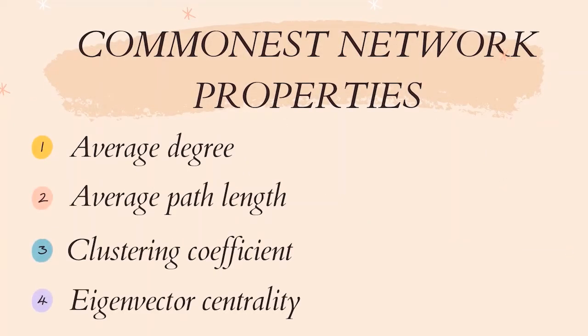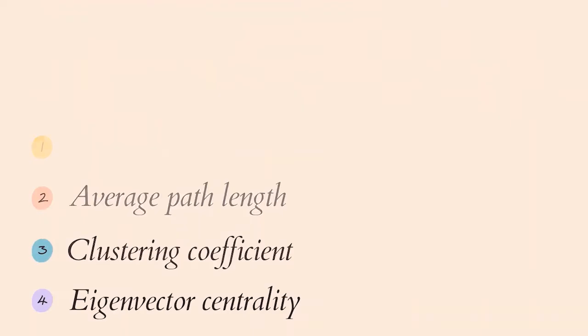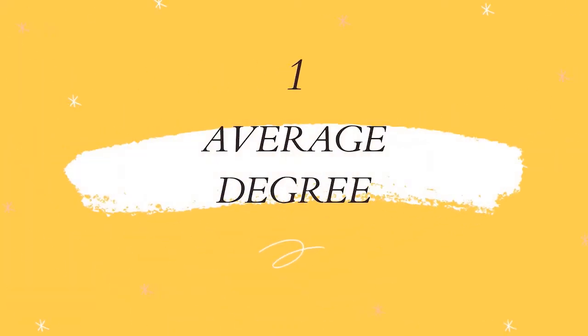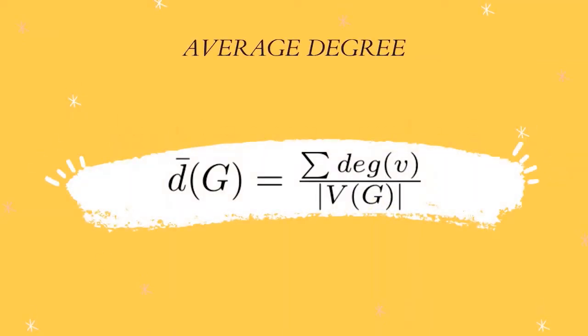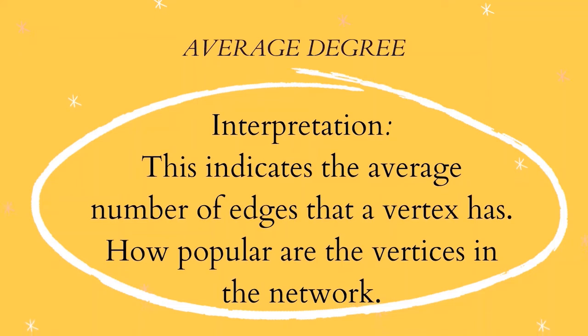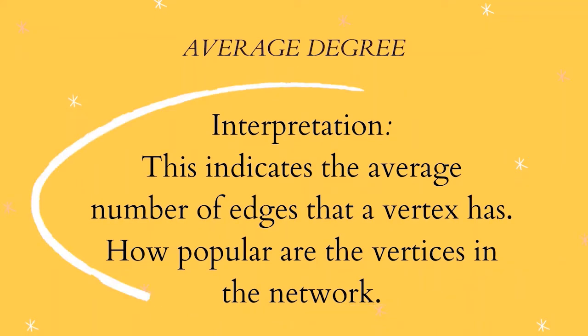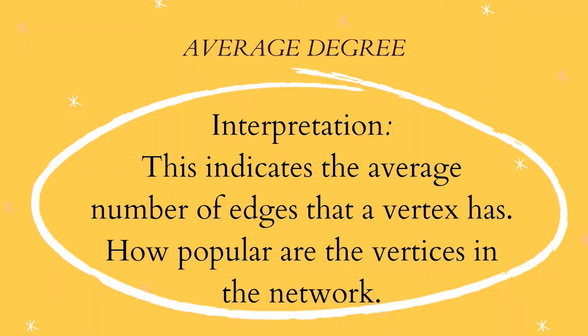Commonest network properties: average degree, average path length, clustering coefficient, and eigenvector centrality. Average degree. This is the average number of neighbors a vertex has. This indicates the average number of edges that a vertex has. How popular are the vertices in the network?